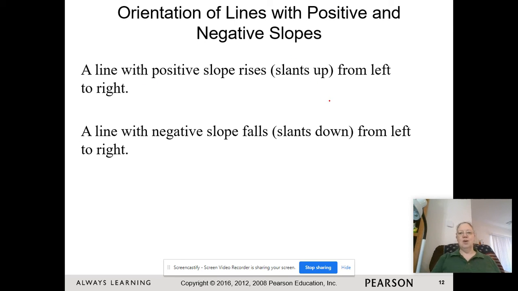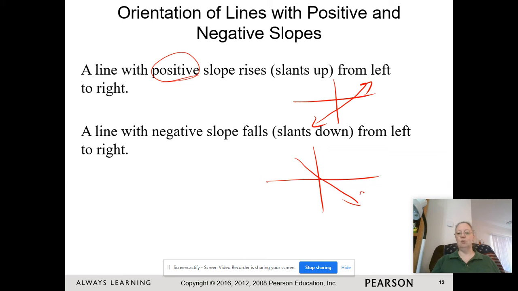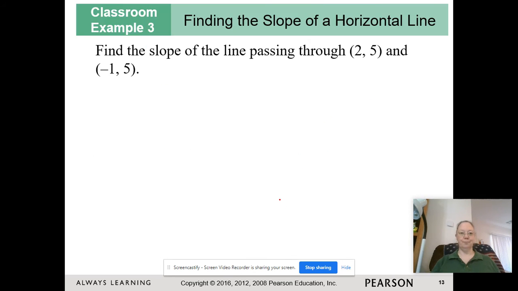Okay, so if we have a line that goes up on the right-hand side, the slope is going to be a positive number. And if we have a line that goes down on the right-hand side, then the number for the slope would be negative. So we say it has a negative slope.